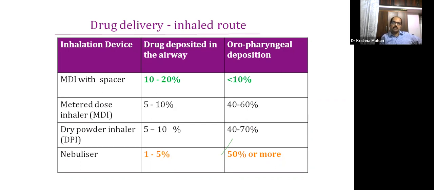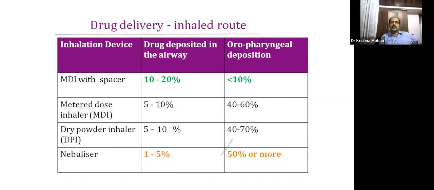So compared with the nebulizer, the drug delivery using an MDI with spacer is 10 to 20%, but nebulizer is 1 to 5%. Using a spacer is very, very important. You can see when you are using MDI alone, the drug deposited in the airway is 5 to 10%. It decreases by 50%. The dry powder inhaler, the deposition in the airway, or the effective drug reaching the site of action, is 5 to 10%, and it is not recommended below the age of 7 years also.